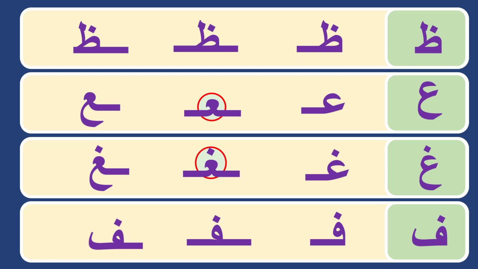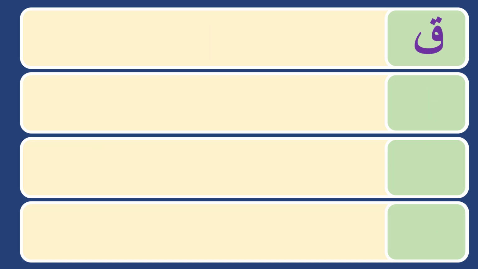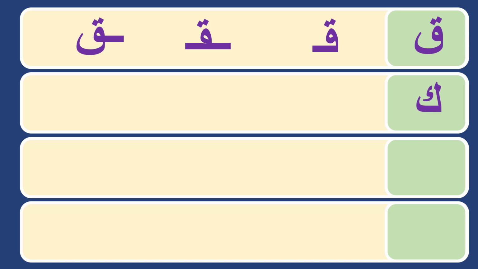What is applicable to Ba, Ta, Fa, Sin, Shin, Sad, Dad, Ba, is also applicable to Fa and also applicable to Qaf. Let's look at Kaf. This is Kaf in the beginning, in the middle, at the end. Can you see that the structure changes entirely when it appears in the beginning and in the middle?